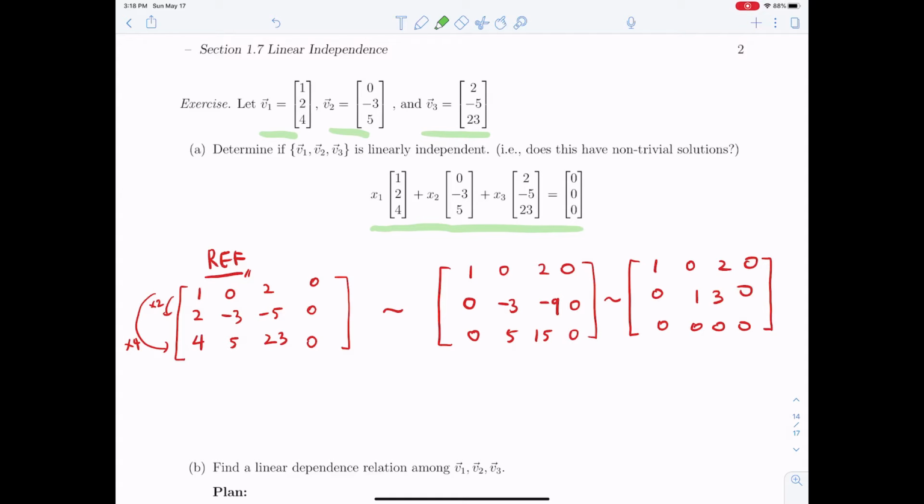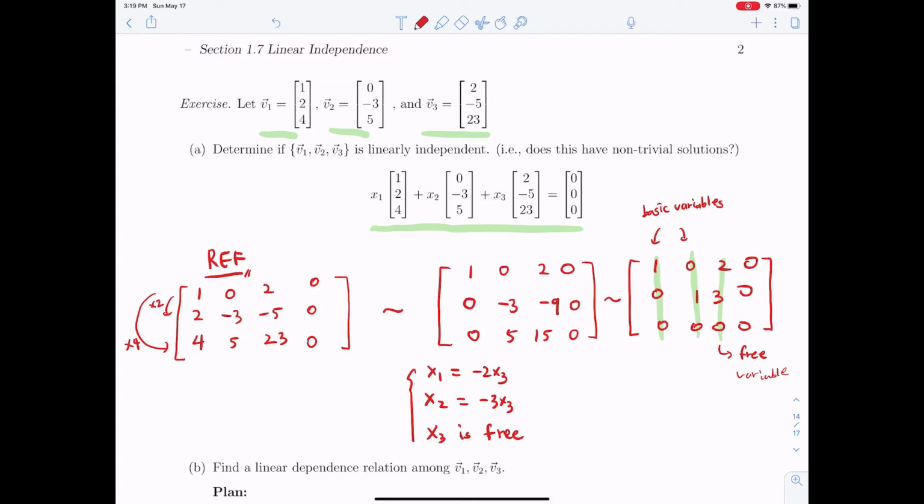From here, we can tell that x1 and x2 are basic variables, and x3 is the free variable. So the solution set is x1 equals negative 2x3, x2 equals negative 3x3, and x3 is a free variable. This tells us that there is a non-trivial solution for the given homogeneous system of equations. Therefore, v1, v2, and v3 are linearly dependent.